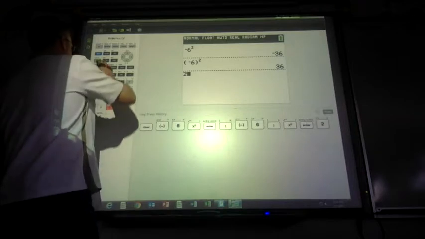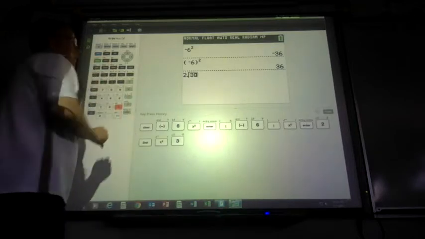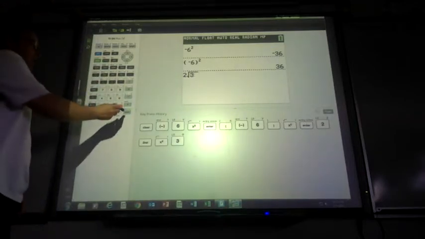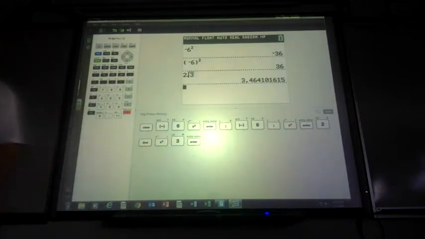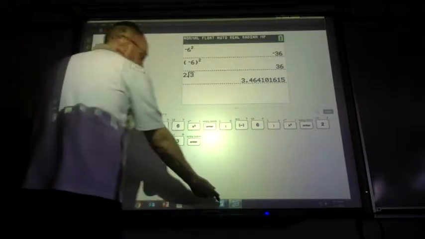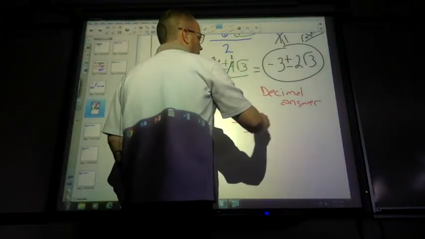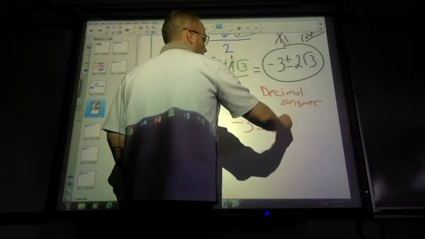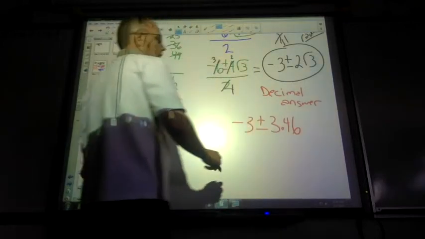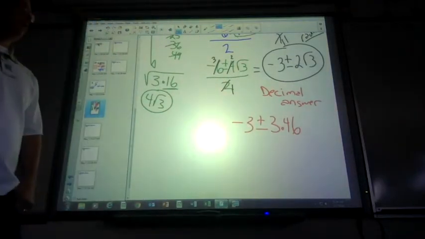So if I do 2 root 3 on my calculator, nothing goofy about it, I come up with 3.46 to 2 decimals. Does that make sense? So I'm going to replace 2 root 3 by plugging 3.46 in. Okay, so I'm going to get negative 3 plus or minus 3.46. Okay, it's over 1, we don't have to worry about it.